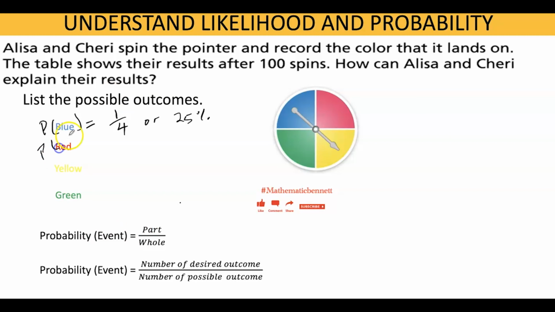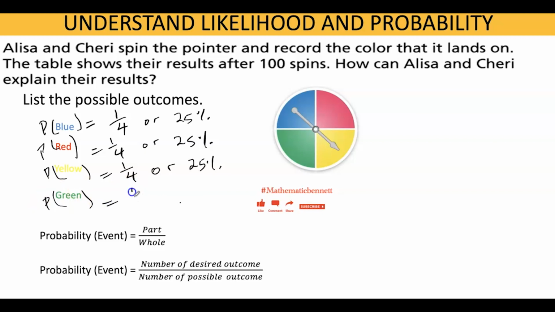The probability of getting red would be the same, 1 over 4, because it's 1 red out of the 4, or 25%. The probability of getting yellow is also 1 out of 4 because it's 1 yellow out of the 4 colors, which is also 25%. And the probability of getting green is also 1/4 or 25%. Since all outcomes have the same probability, which is 1/4 or 25%, we can conclude that it's a fair spinner.